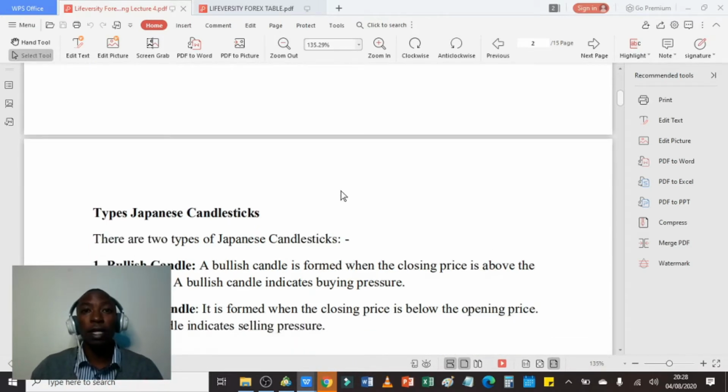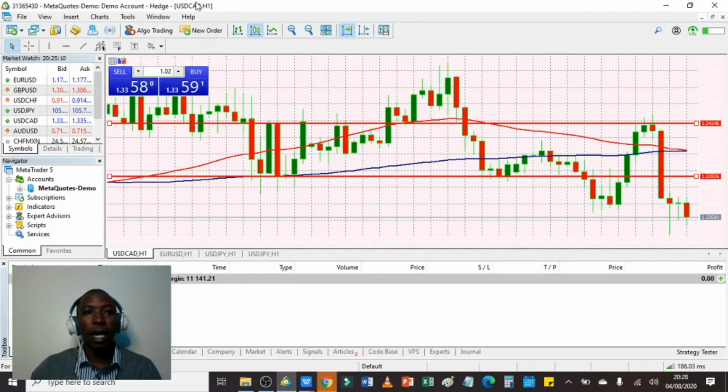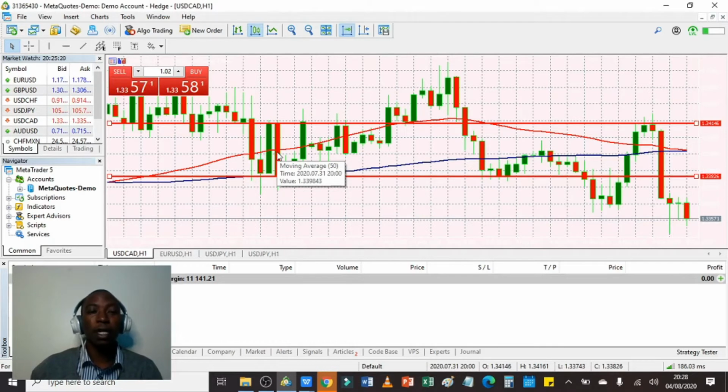It shows you price action. What is happening? Is the price going up or is the price going down? For example, for a currency pair like the USD/CAD, the United States dollar and Canadian dollar, you can see the red candle simply indicates that the price is dropping, and if you are selling the USD/CAD, you'll be making profit.